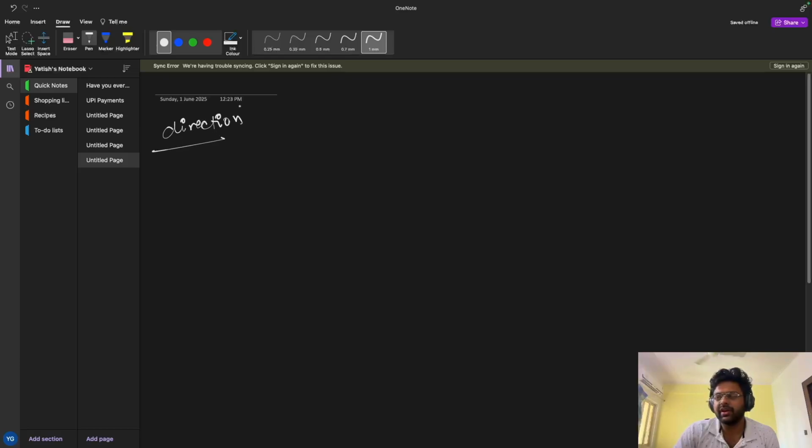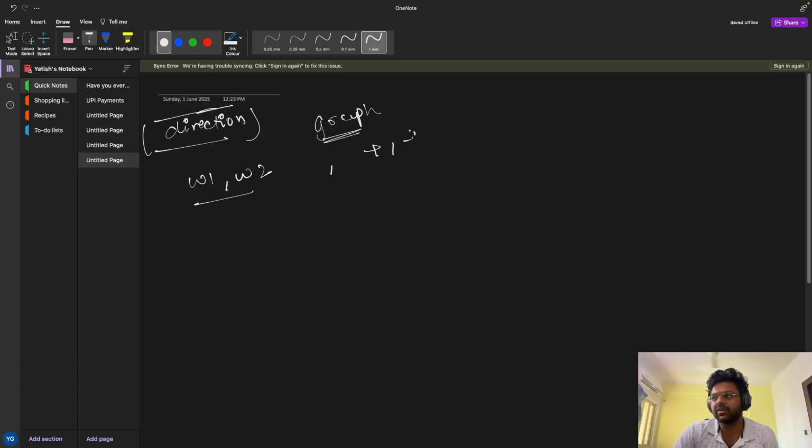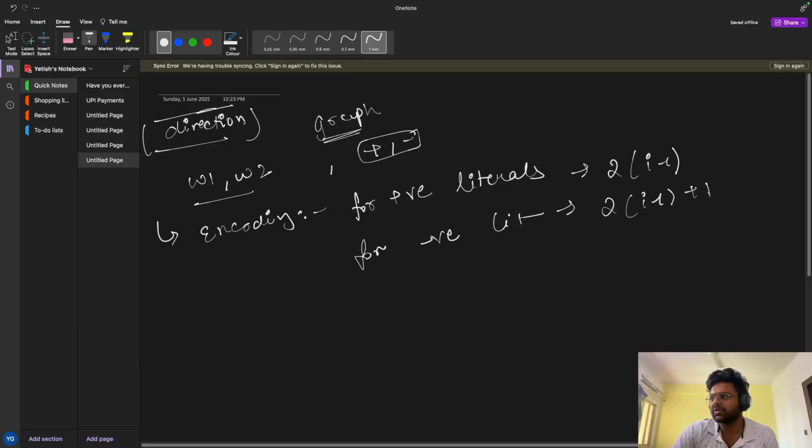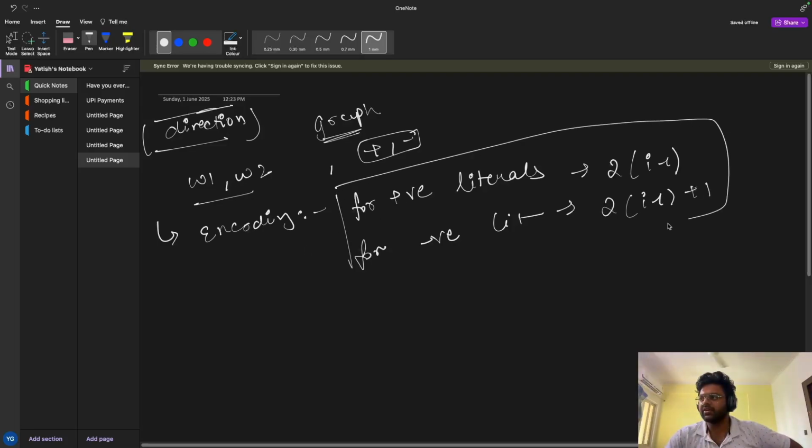So now let's see how we can actually make a graph from this. Let's suppose that I have two wishes, W1 and W2, and I have two literals, plus and minus. So I would be using an encoding for this. For positive literals, I would be using 2 into I minus 1, and for all negative literals, it would be twice of I minus 1 plus 1. This is the encoding that we are considering.